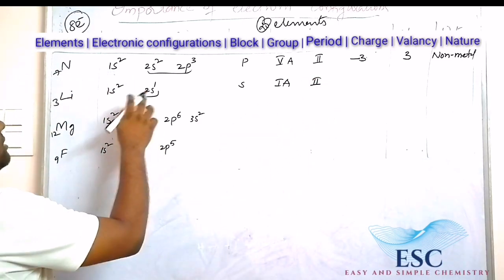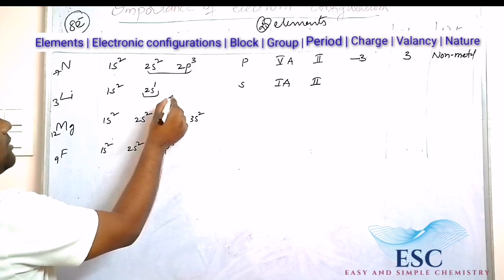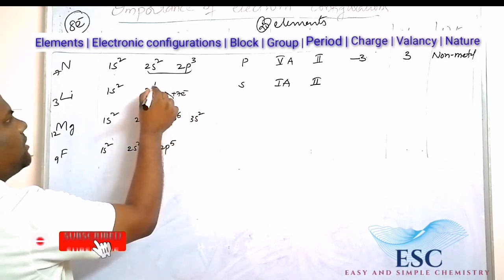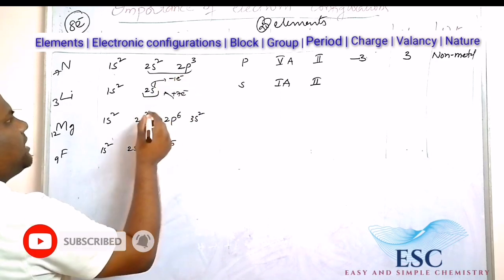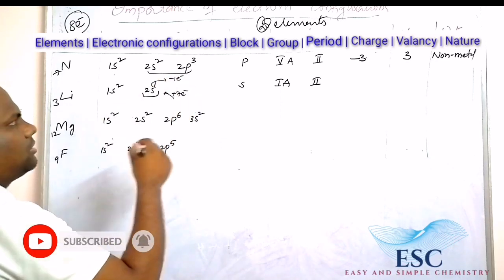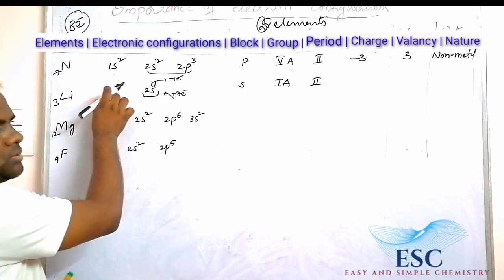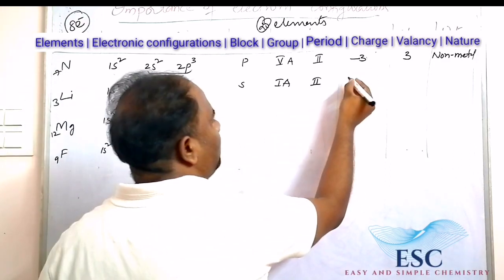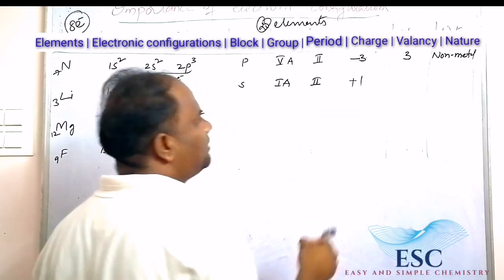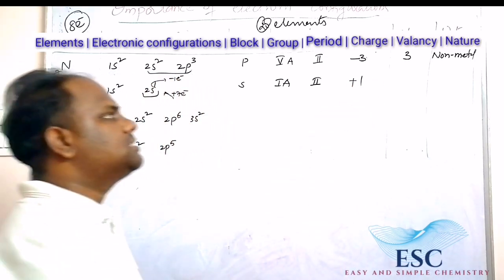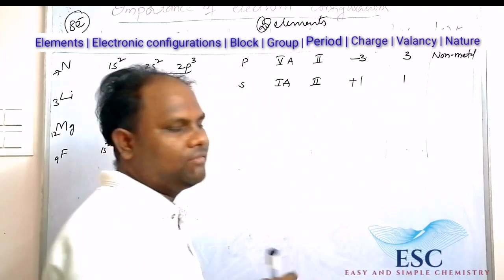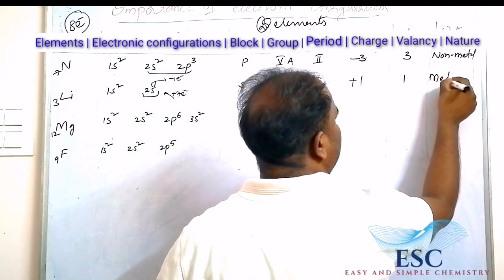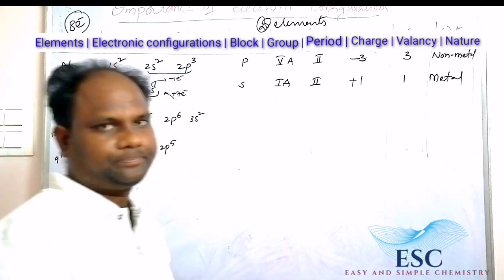Okay, what happened? It requires 7 electrons or losing this 1 electron. Which one is the favorable condition? Losing 1 electron is the favorable condition to show the helium electronic configuration. Okay, when losing 1 electron, the charge of lithium is +1. What is the valency? Only 1. Lithium can form only a single bond. Plus means it is a metal.